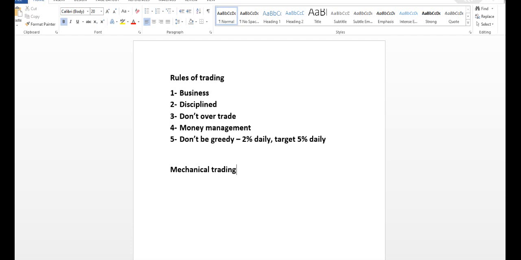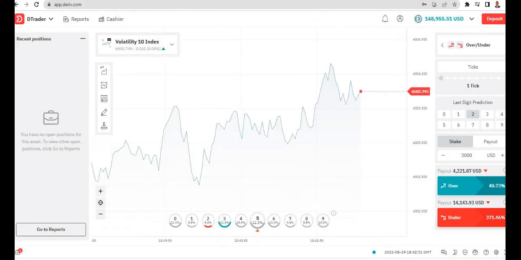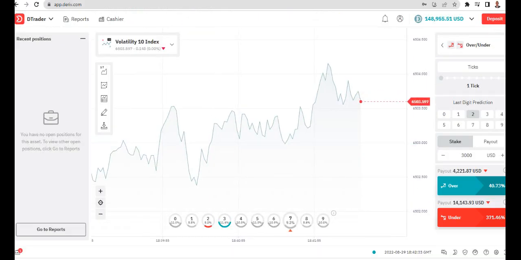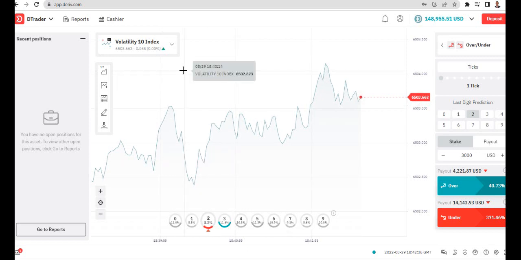And at the end of the day, what I'm going to show us today, later on we'll go into mechanical trading, but for today, let's do digit trading. With digit trading, there are a number of methods you can use, and that's what we're going to look into today. Now, without wasting much further ado, let's go right into this.